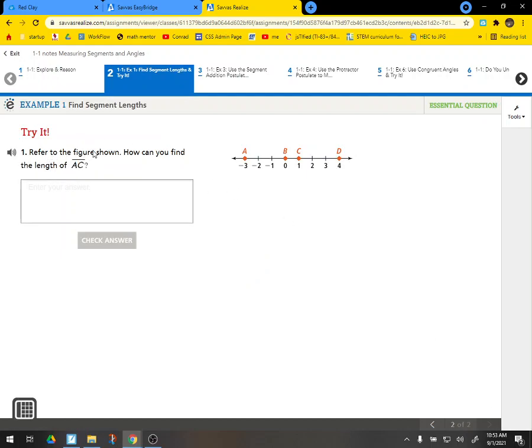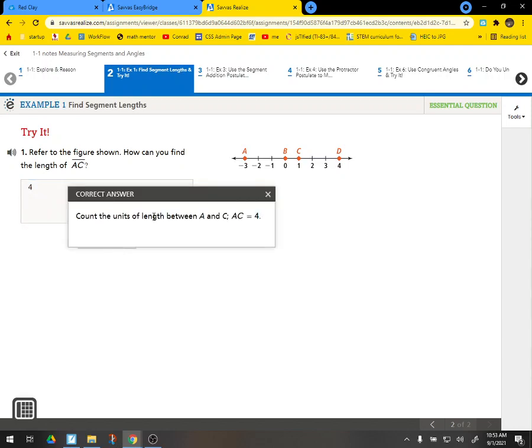Try it. Refer to the figure shown. How can you find the length of AC? It says, how can you find the length of AC? So it's not just asking us to go 1, 2, 3, 4 and get 4. I think it's actually asking us to count. Okay, and so we would use AC equals 4.